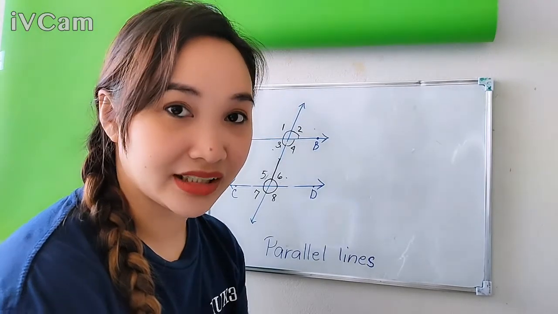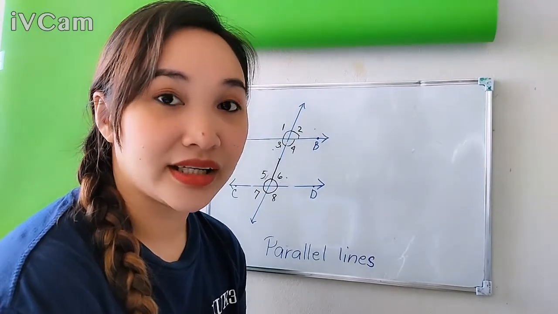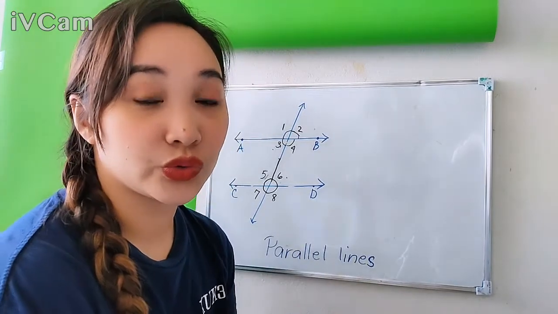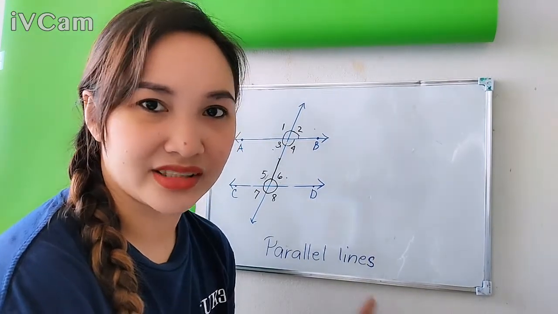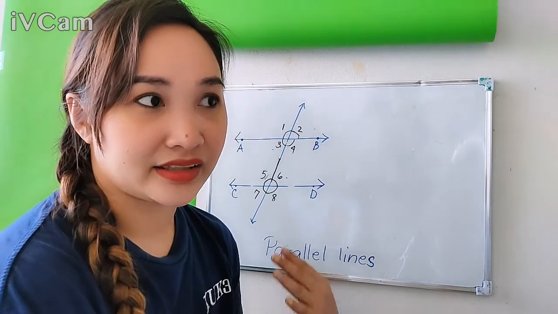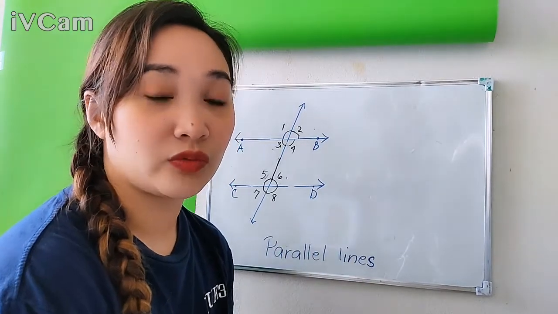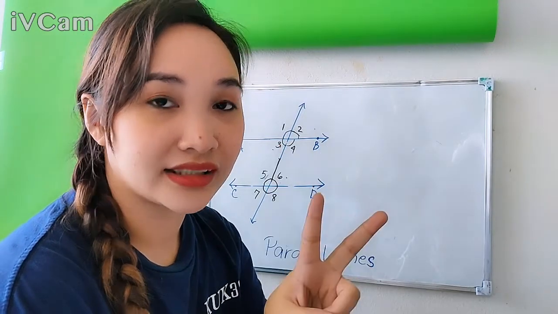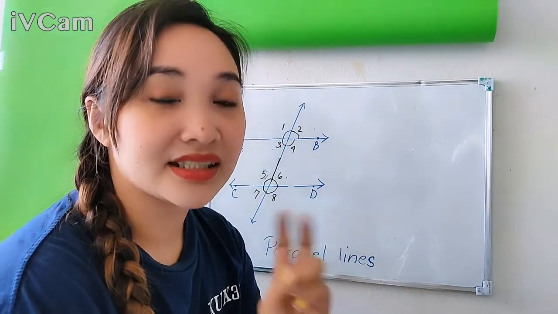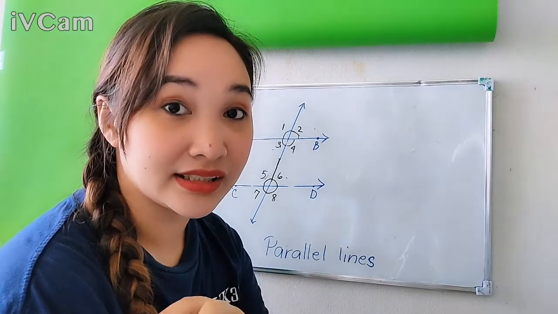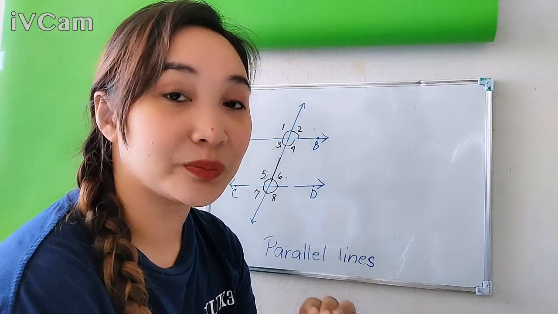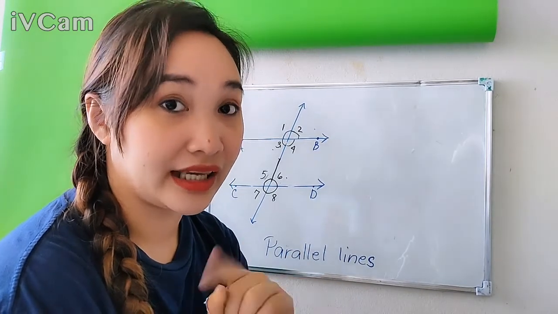So supplementary angles, that is 180 degrees when we add the two angles. So it's either consecutive angles or straight line angles. So when we add two angles, the answer is 180 degrees. Therefore, that angle is a supplementary angle.